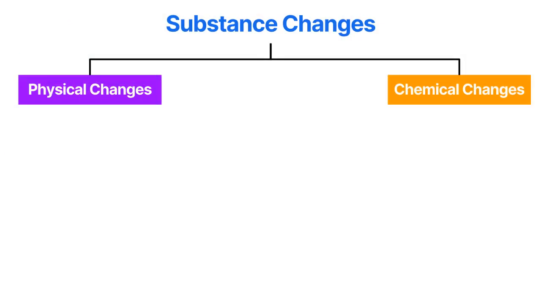There are two main types of changes we focus on in KS3 chemistry. First, physical changes, and second, chemical changes. Let us begin with physical changes.